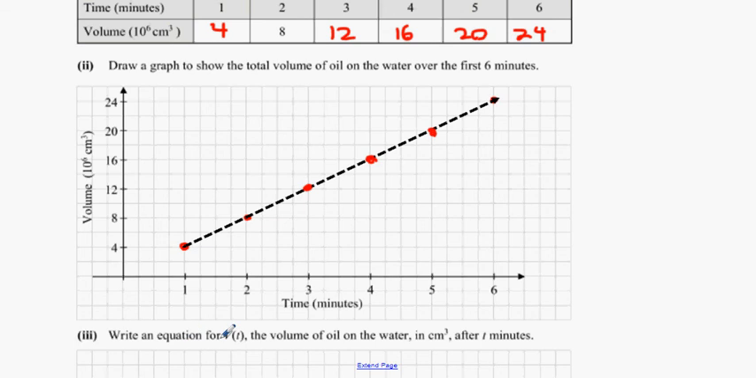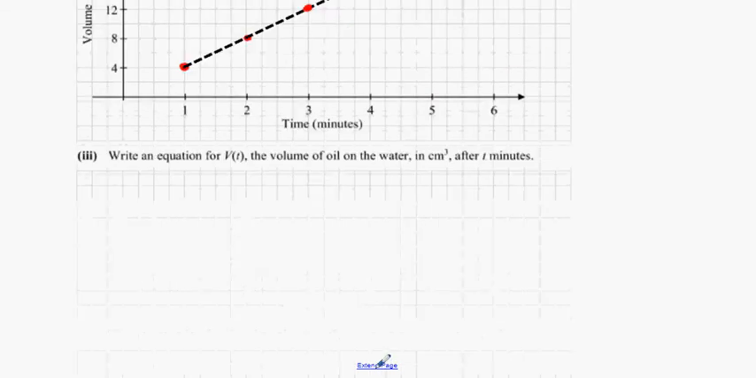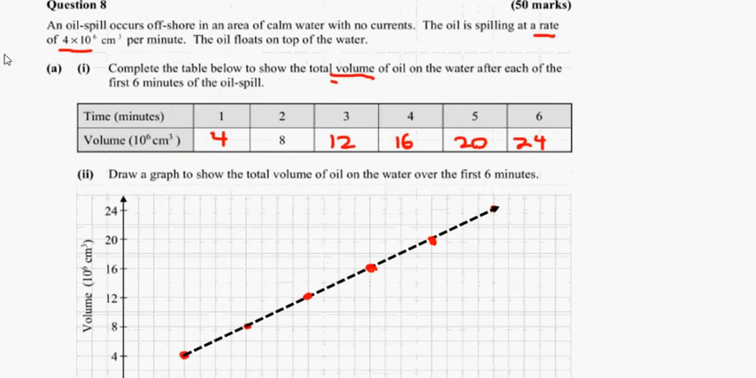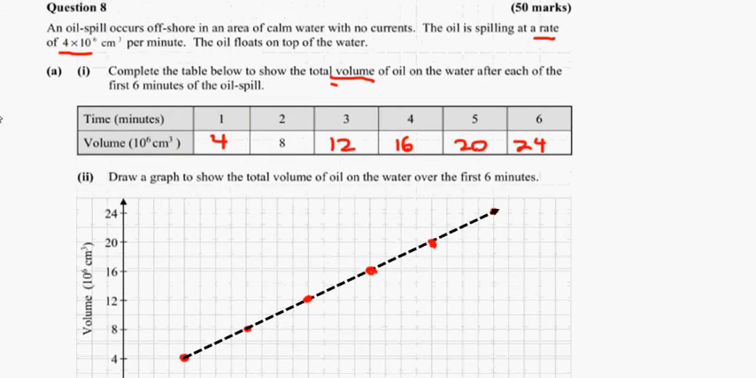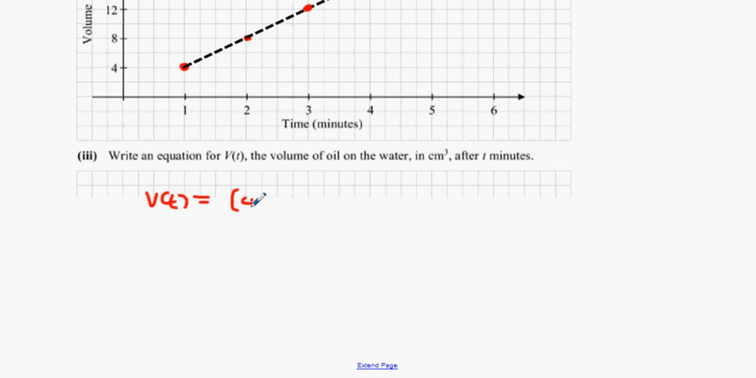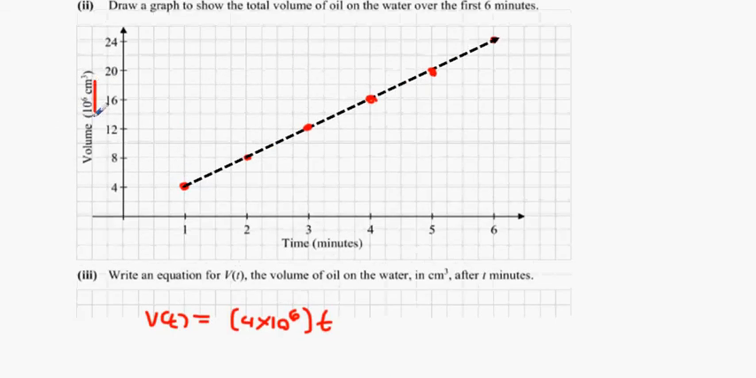Write an equation, V of t, for the volume of oil on the water after t minutes. Well, after every minute, an extra 4 is added. So V of t is the amount per minute. How many is it? It's 4 by 10 to the 6 centimeters cubed, so 4 multiplied by 10 to the 6, and then we simply multiply that by time. If t equals 3, that'll be 12 by 10 to the 6.